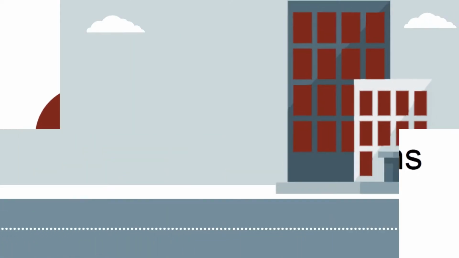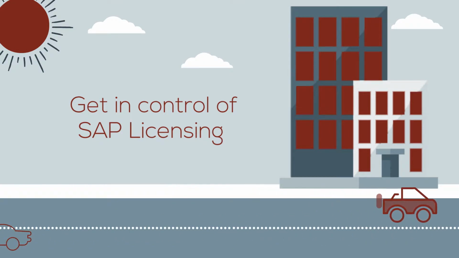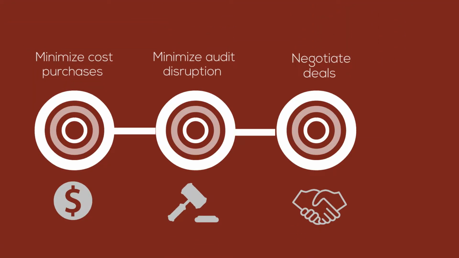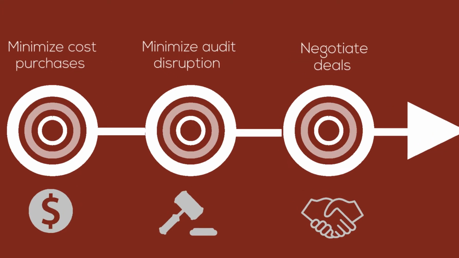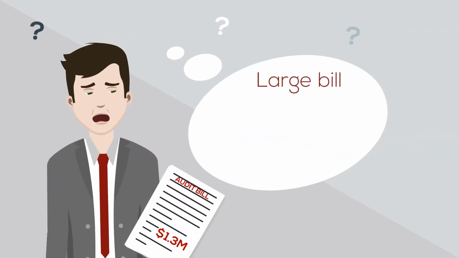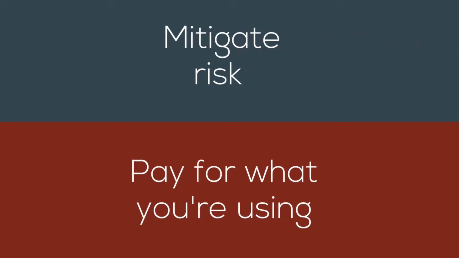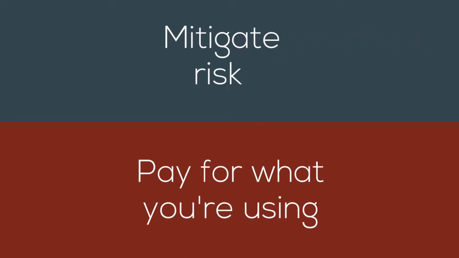Company X wants to gain control of their SAP licensing. They would like to focus on minimizing the cost of new SAP purchases and negotiating great deals. However, following their recent annual measurement, they are struggling to understand and validate a large compliance bill from SAP. They are keen to obtain the necessary information to mitigate risks and pay SAP for what they are actually using.